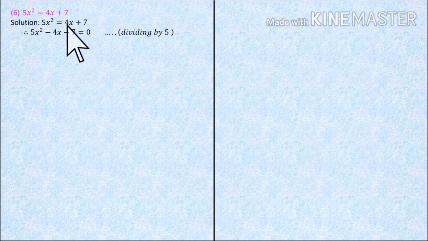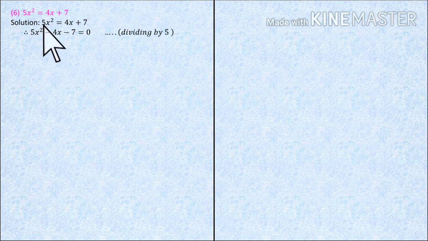Now sixth one, 5x square is equal to 4x plus 7. This equation is not written in standard form. So first step is to write the equation in standard form. So the equation in standard form can be written as 5x square. Bring this 4x to the left hand side, so that will become minus 4x, minus 7. The sign of 7 also changes, so that will also become minus, which is equal to 0.